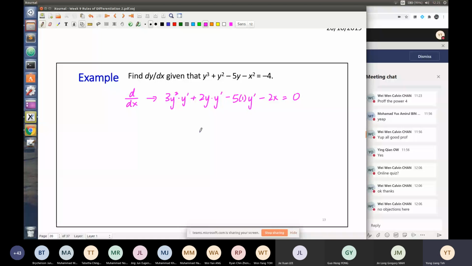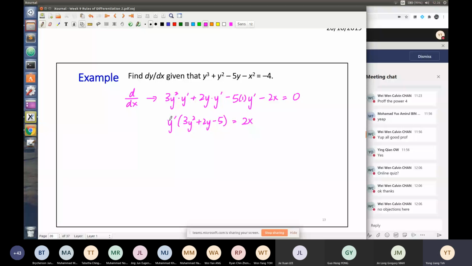Second step, factorize out your y prime. So y prime, 3y squared plus 2y minus 5. Then bring the x term to the right side, equivalent to 2x. Because remember, your objective is to get your y prime.